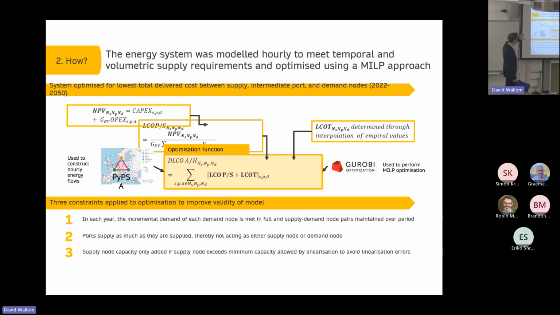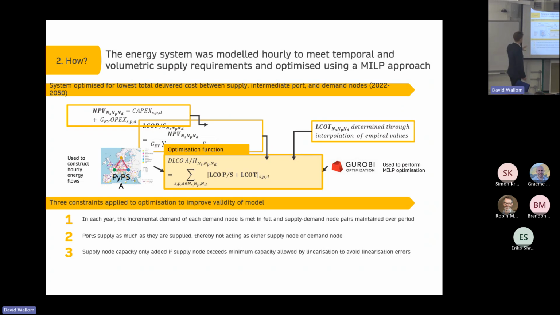So this is the technical methodology. Essentially, the way the optimization works is it minimizes the total delivered cost of green hydrogen and green ammonia between 2020 and 2050.